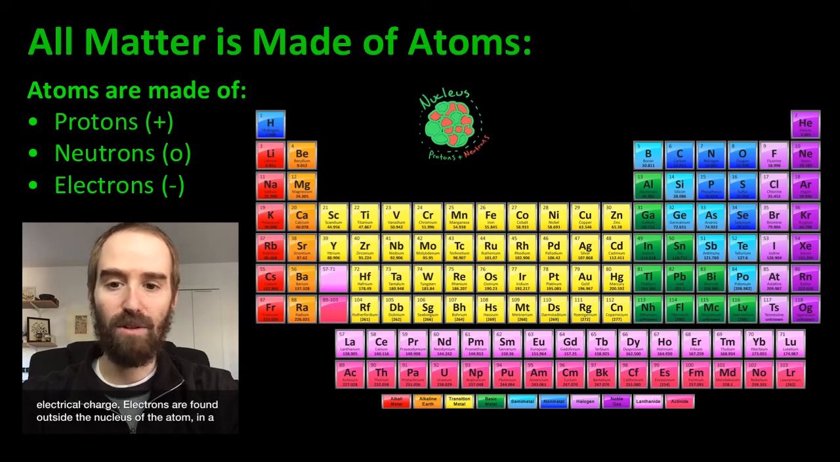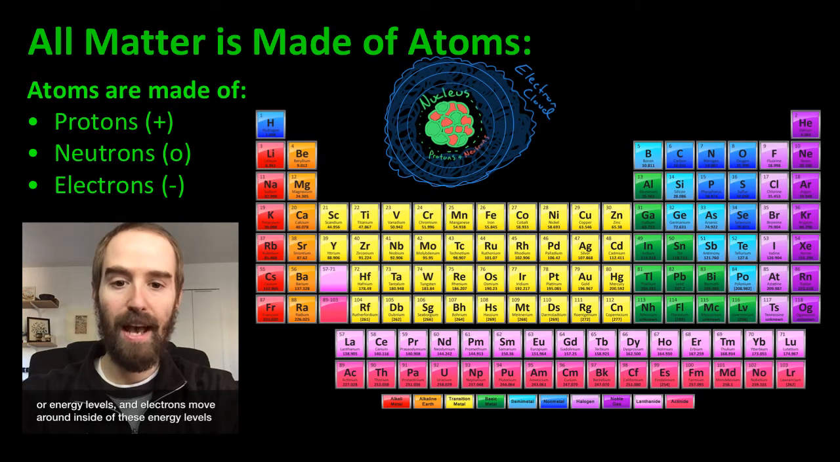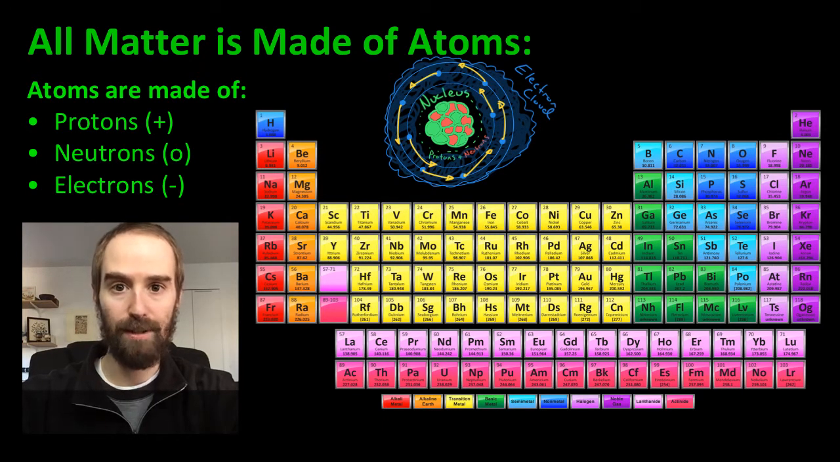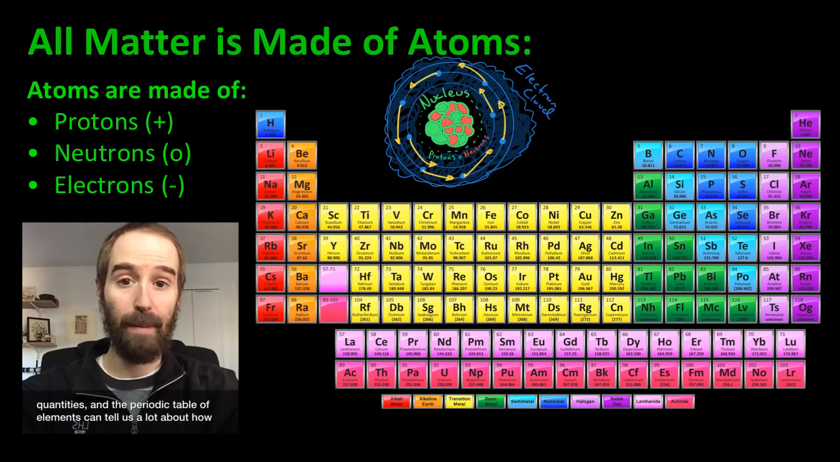Electrons are found outside the nucleus of the atom, in a cloud that surrounds the nucleus. This cloud contains different orbitals, or energy levels, and electrons move around inside of these energy levels at nearly the speed of light. All atoms are made of these 3 subatomic particles, just in different quantities, and the periodic table of elements can tell us a lot about how many protons, neutrons, and electrons a particular kind of atom contains.